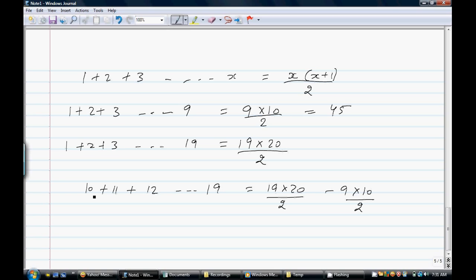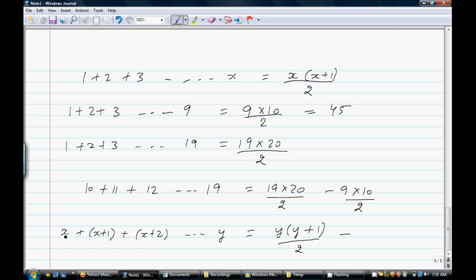So this can also become a general formula. For example, if I have x plus 1 plus x plus 2 and it goes to y, then all I have to do is first add numbers from 1 to y, that will be y into y plus 1 divided by 2, minus numbers from 1 to x, which is x into x plus 1 divided by 2.